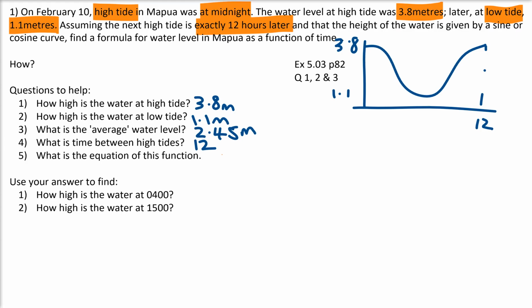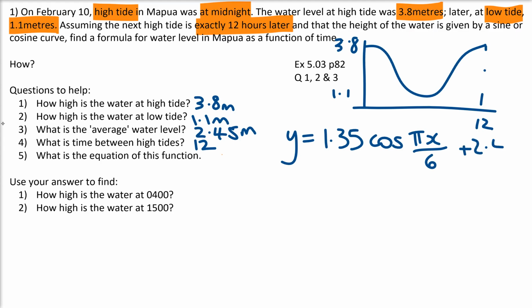Well, right. Let's go. What's my equation? Y equals 1.35. Sorry, someone's talking. I can't hear. Sorry, carry on. Y equals 1.35 times cos of pi over 6 x. Yeah. Plus 2.45. Okay.